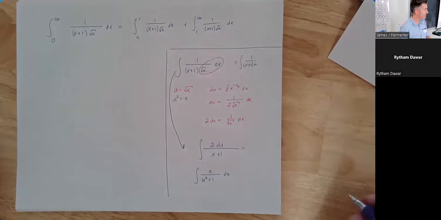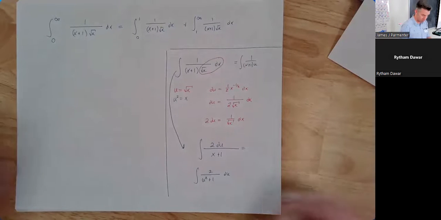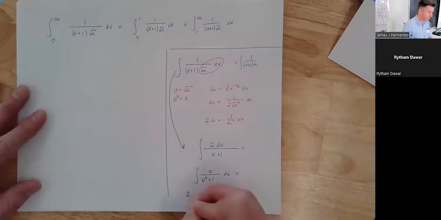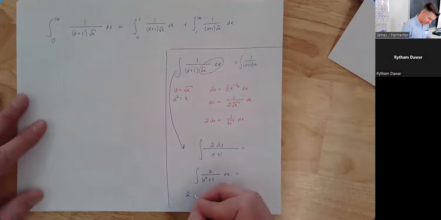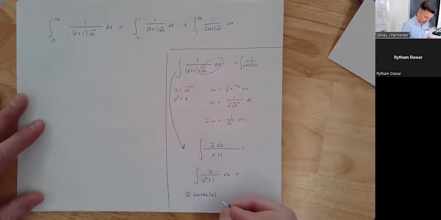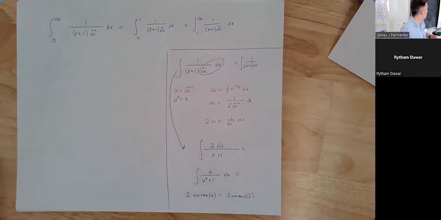Which is equal to what? What's the integral of 1 over u squared plus 1? Everyone's favorite inverse trig function, arctangent. If we plug back in root x, we get 2 arctangent of root x. Okay, this one turns out to be super cool, I think.